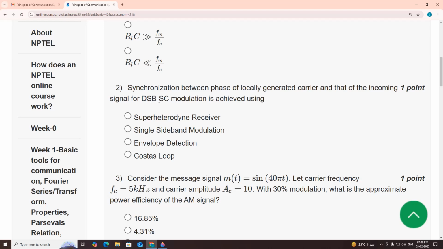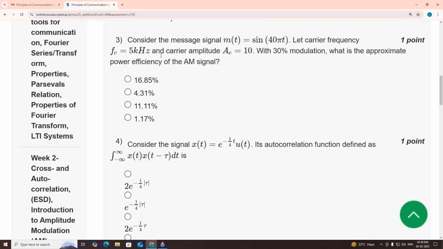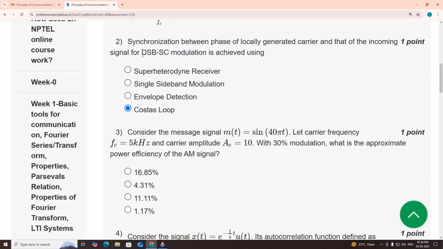Second one, synchronization between the phase of the locally generated carrier and that of the incoming signal for double sideband suppressed carrier modulation. Superheterodyne is a receiver, and single sideband has no envelope detection. This is a Costas loop. Costas loop is the method for synchronizing the locally generated carrier and the incoming signal for DSB-SC demodulation.